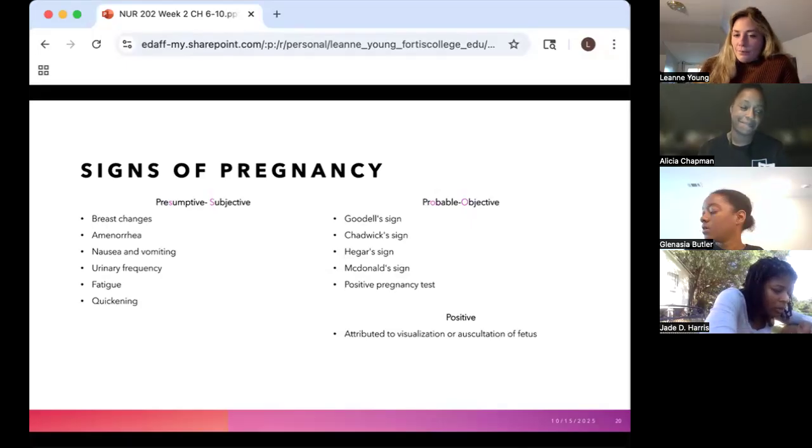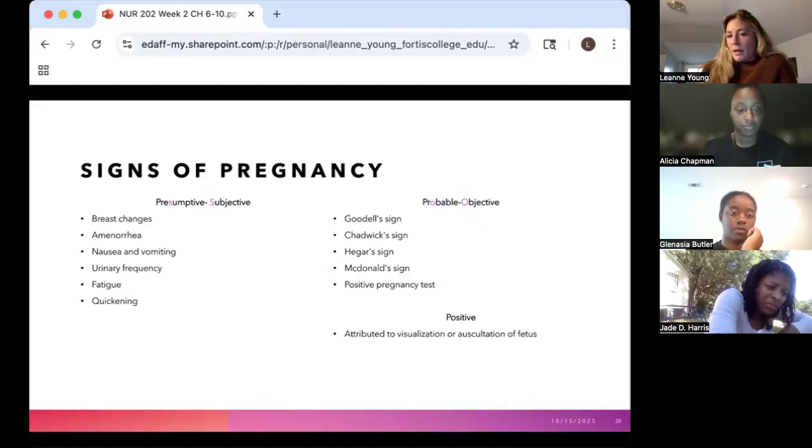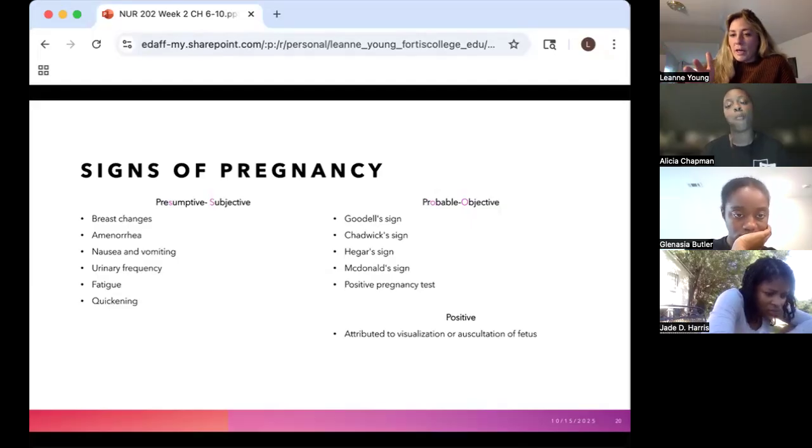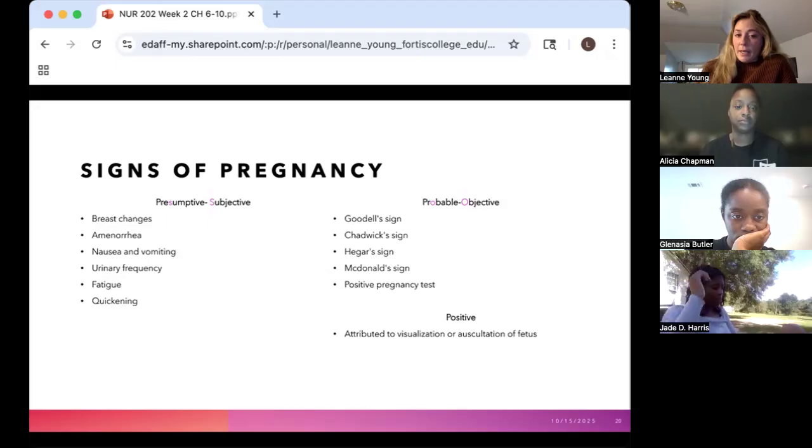Your Chadwick sign, which is a bluish or violet discoloration of the vagina and cervix in early pregnancy. This is caused by an increased blood flow to the pelvic region. And then your McDonald sign is measuring the mom's fundal height in pregnancy. Okay, so fundal height increases or changes. These are all what we would consider objective signs, which are usually associated with pregnancy. There are not very many other things that would cause these to occur in a woman, but they're also not 100% definitive.